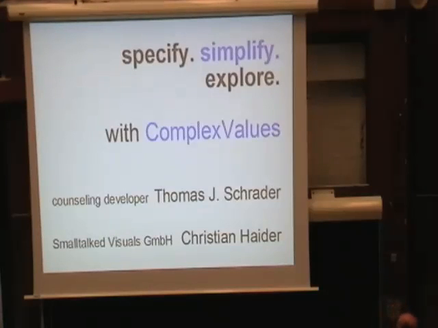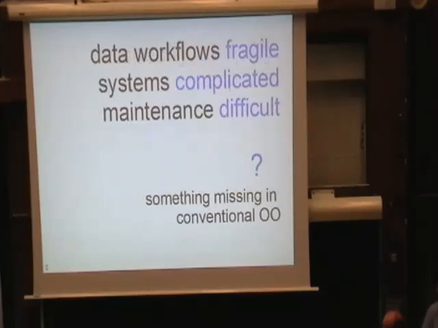Let me first explain the key words from our title. We like to specify things. We like to make software simpler, so to understand it better, to make it maintainable, to make it readable. For exploration reasons, we like to explore things before we fix them, or before we model them in a final state, and explore what the domain is about. That is what we're talking about here: making systems simple, making systems readable, and specifying stuff to reuse it.